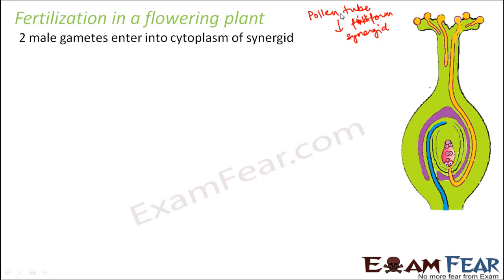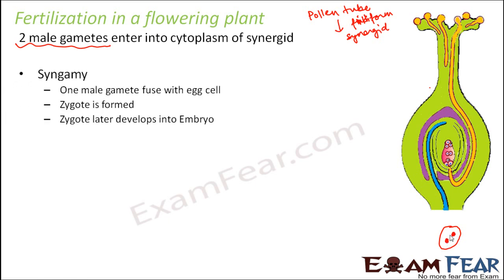So when the pollen tube enters, what is there inside the pollen tube? There are two male gametes. So these two male gametes are then released into the cytoplasm of the synergid. So where is the synergid? This one cell is the synergid. So if you magnify it, this is one synergid. So the two male gametes are released inside the synergid. Now what will happen to these two male gametes?